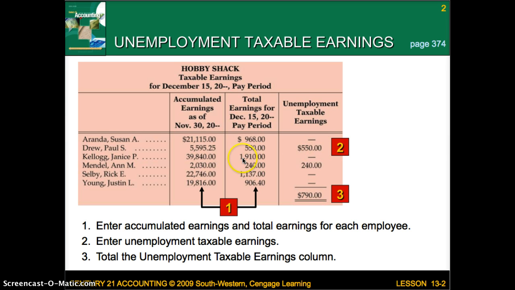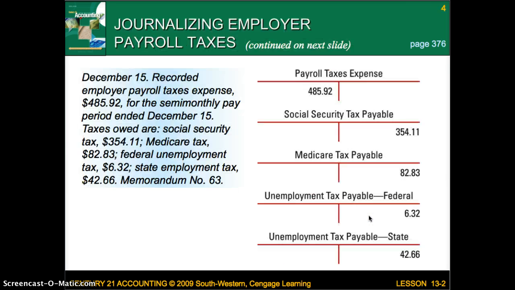Okay. Here again, this person's already made over $7,000, so they aren't taxed this pay period. This person hasn't made $7,000. They made $240 this pay period, so they will be taxed on that entire $240. Okay, so the total amount that is taxed is $790 in this pay period.